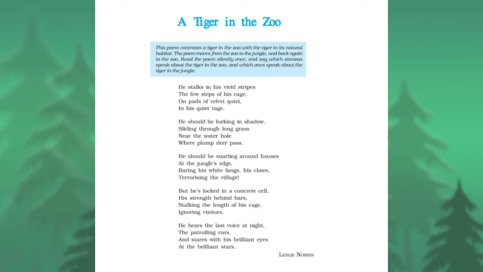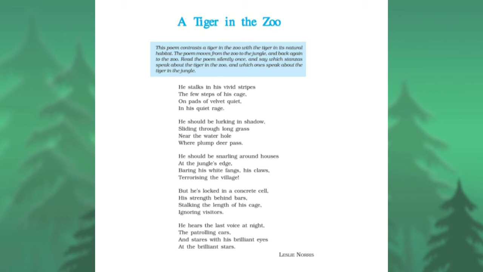And what is the activity of the tiger at night? Obviously he cannot do anything. He's locked behind the bars. So what else will he do? He hears the last voice at night, the last voice of the patrolling car. Patrolling car means the car. Here petrol is not about fuel, not diesel or petrol. See the spelling, Patrol.